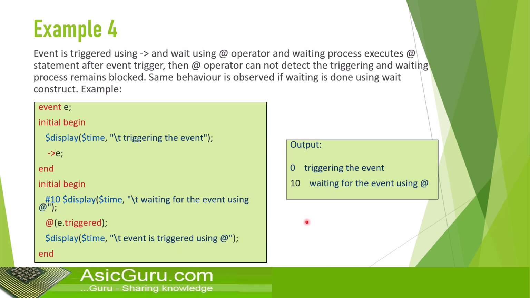So the output confirms this behavior. At timestamp 0, triggering the event happens. At timestamp 10, waiting for the event using @ starts. But since @ cannot detect the trigger, this statement would never print. This behavior is the same whether you use @ or wait. It means that if the waiting process starts after the event trigger, the event is missed entirely.